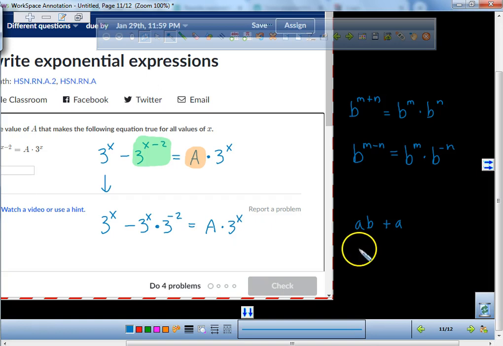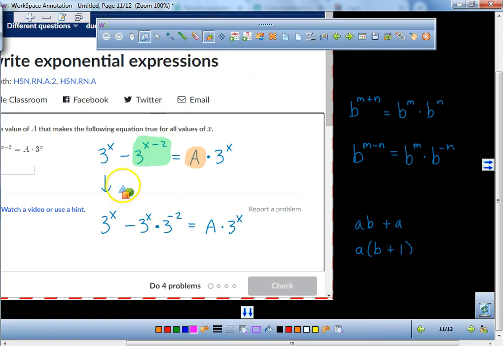A, you're right. So I could factor out an A. Now, if I factor out an A, what am I still left with? I'm still left with a B, but if I factor out an A here, I'm left with the number 1. So I want you to scan this right here. Does anybody see any common factors?